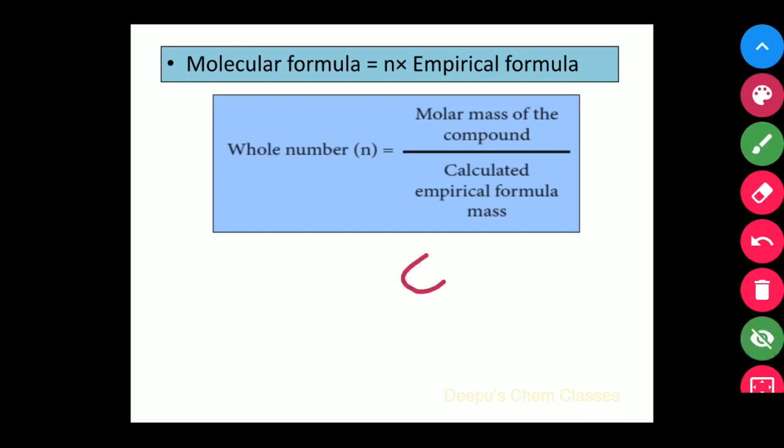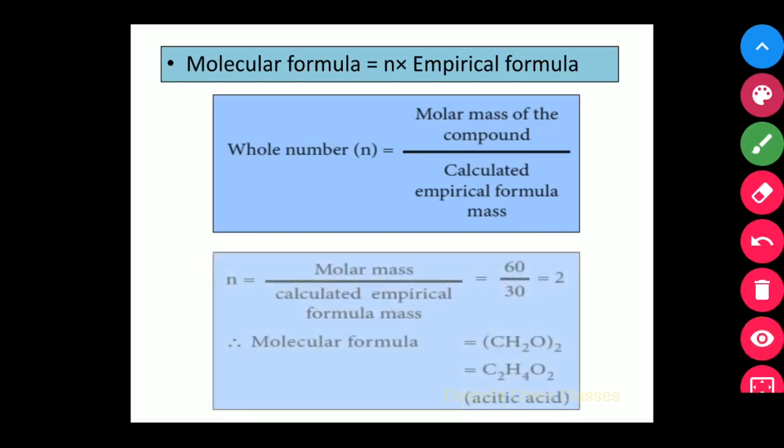The empirical formula found in this problem is CH2O. So we have to calculate all the atomic masses of the elements present in the empirical formula. We are going to calculate the N value by employing the formula: molar mass divided by calculated empirical formula mass. The molar mass of the compound is 60 and it will be given in the problem. If it is not given, sometimes they have indirectly given the vapor density. The formula for calculating molar mass is equal to 2 into vapor density. So it will be given in your problem.